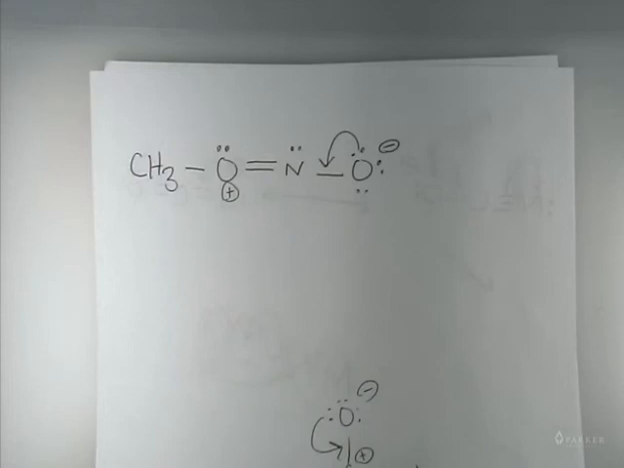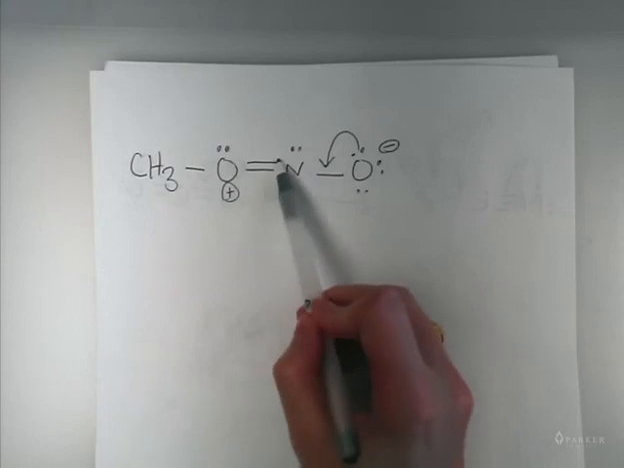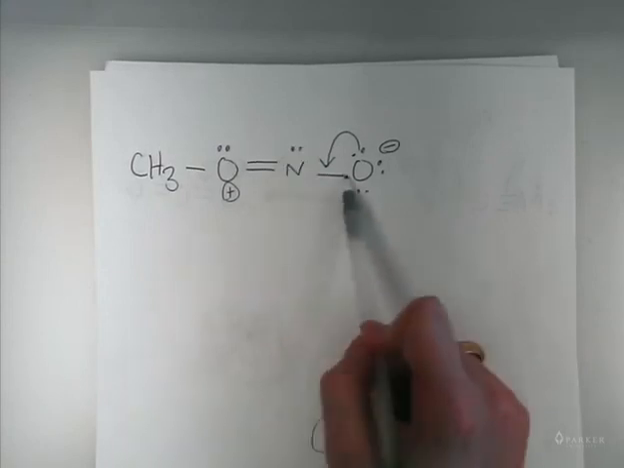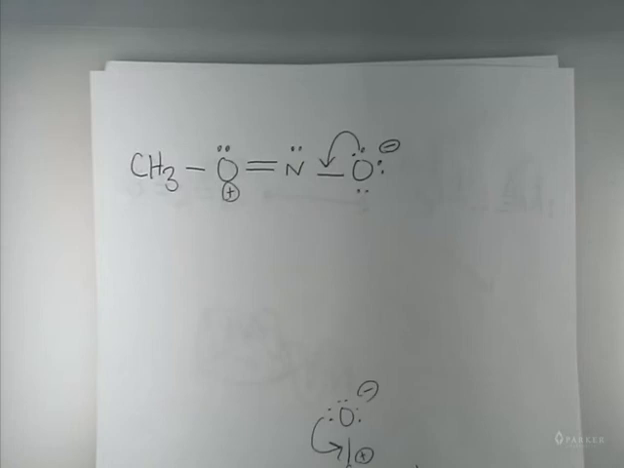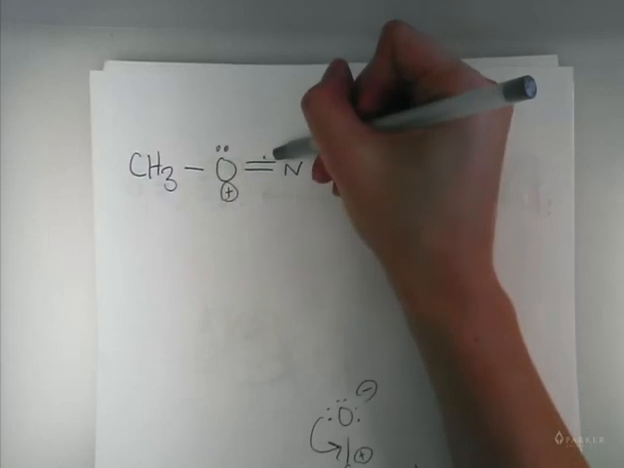Will nitrogen like that? No, so if we count how many electrons around it right now, 1, 2, 3, 4, 5, 6, 7, 8. It has the 8, so it doesn't want any more, right? So what can we move? We're going to move the double bond.